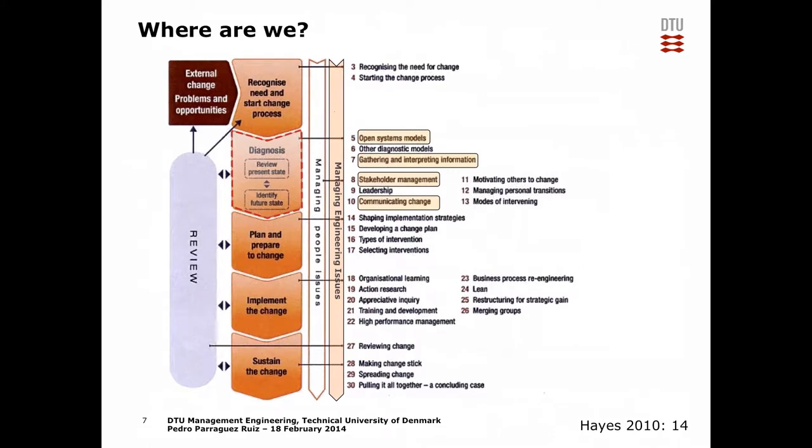In terms of where we are now, the last two cases were mainly around this area, if you think in terms of the book. Now we are getting a bit more into the domain of diagnosis, and in particular, open system models, gathering and interpreting information, stakeholder management, communication, change. These things are particularly suitable in terms of network analysis.